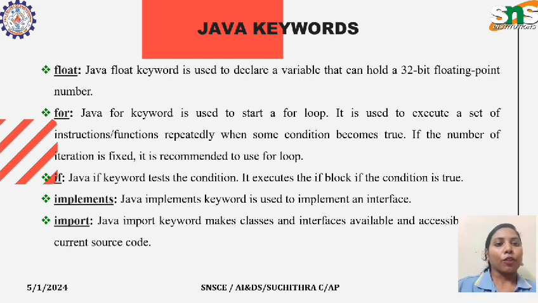For. The for keyword is used to start the for loop. It is used to execute a set of instructions or functions repeatedly while some condition is true. If the number of iterations is fixed, it is recommended to use the for loop. If. The if keyword tests the condition. It executes the if block if the condition is true.